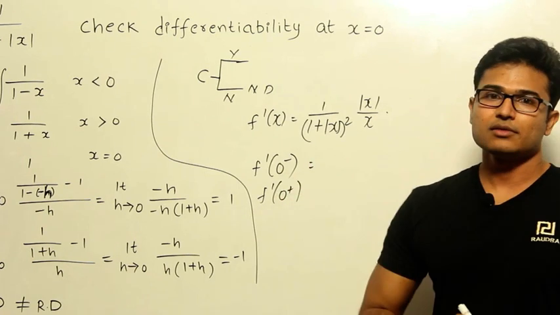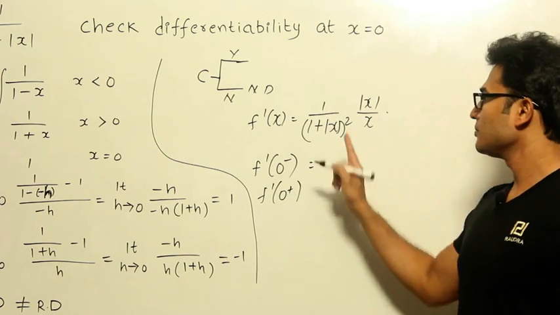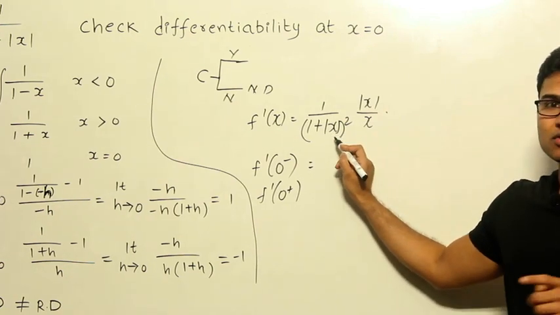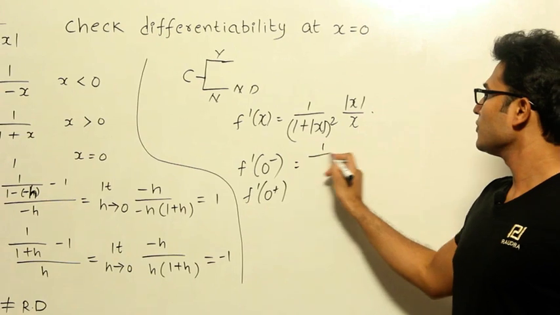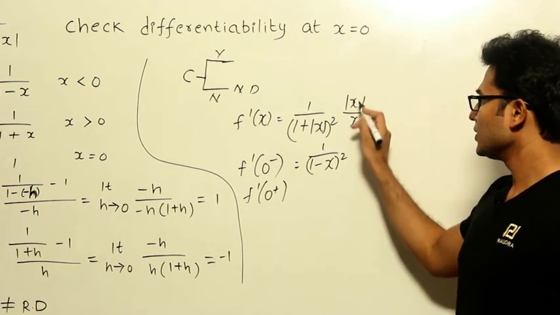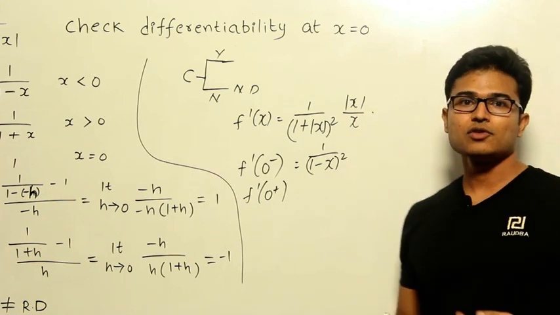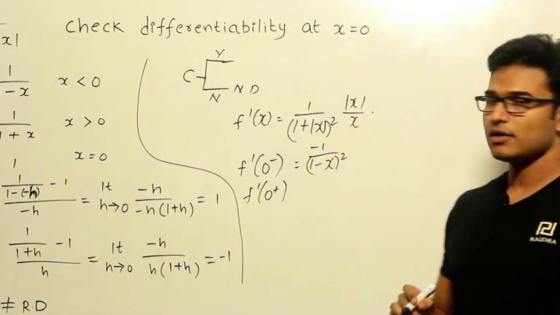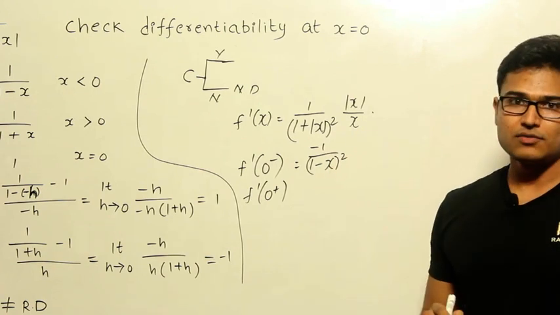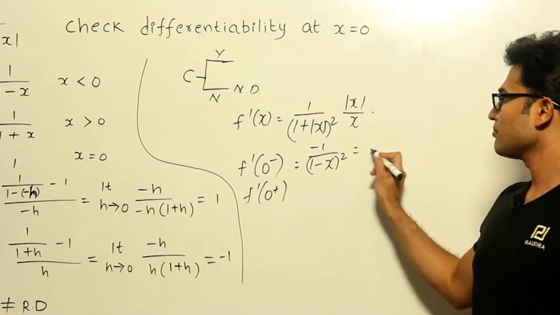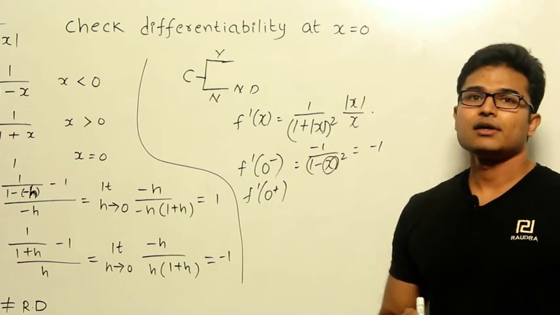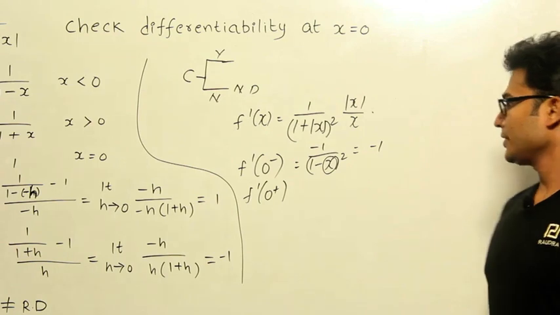Now what does it mean? If you substitute a negative number in place of x, what happens? Mod x is going to become minus x. Therefore it is going to be 1 by (1 minus x) whole square into minus x by x, which is minus 1. Therefore it is minus 1 by (1 minus x) square. Now in place of x, if you substitute 0, you are going to get minus 1. Therefore the left derivative we got as minus 1.